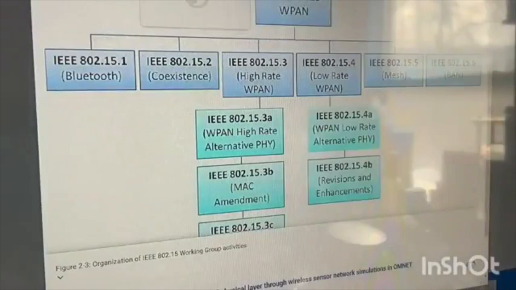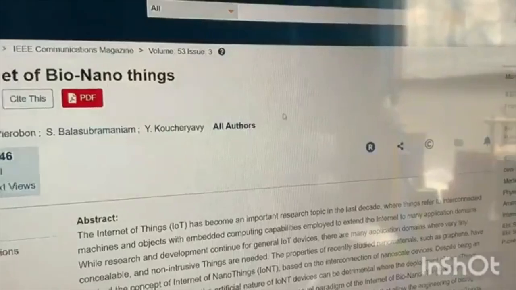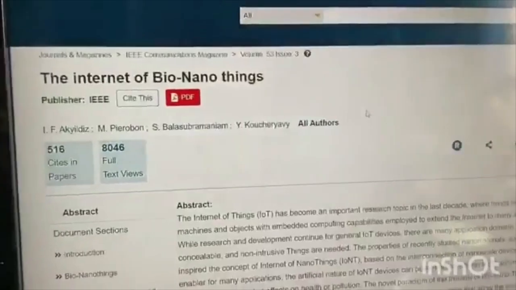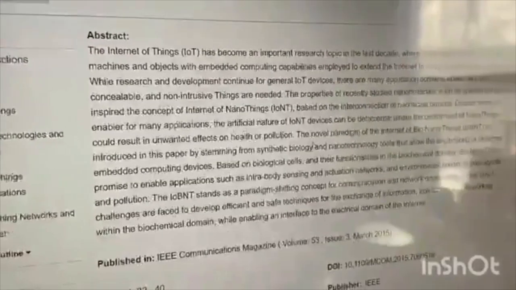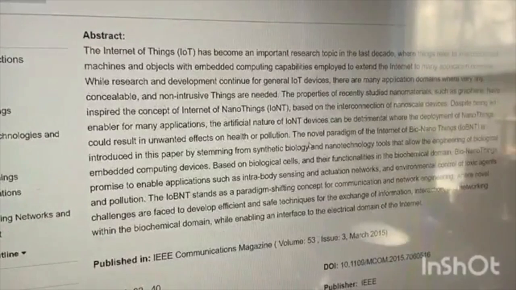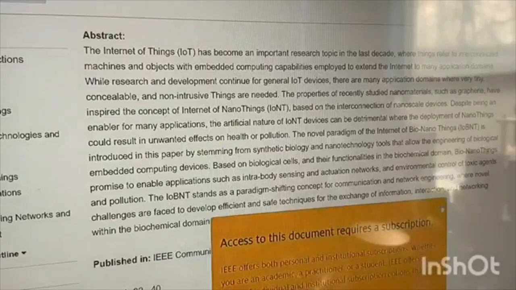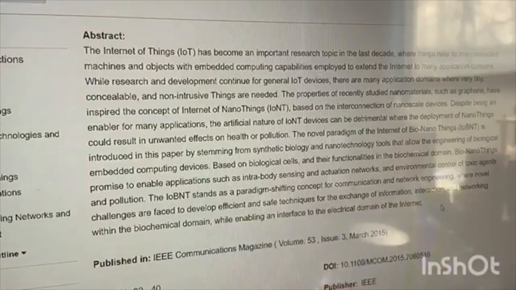It's built that way. The Internet of Bio-Nano-Things with the IEEE in March of 2015. The Internet of Things has become an important research topic in the last decade. Biosensors went commercial in 2005. No more R&D, no more just the military, fully commercial, 2005. Where things refer to interconnected machines and objects with embedded computing capabilities employed to extend the Internet to many application domains, while research and development continue for general Internet of Things devices.